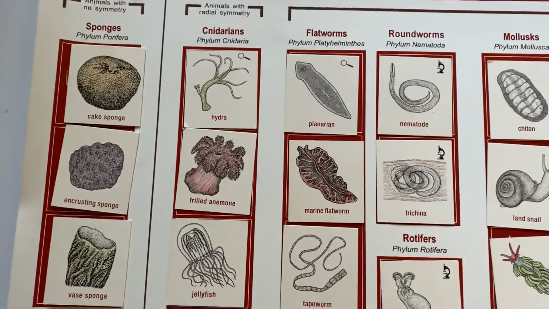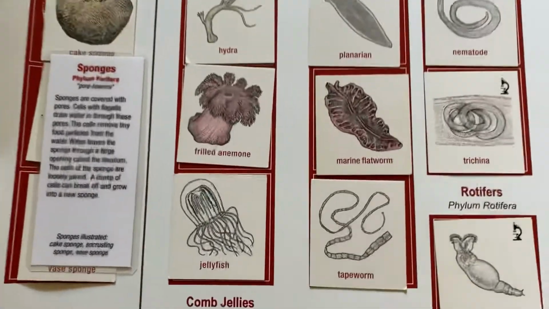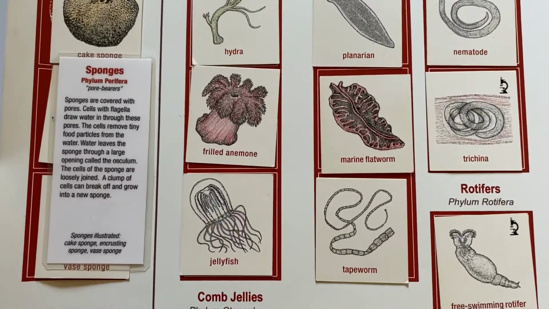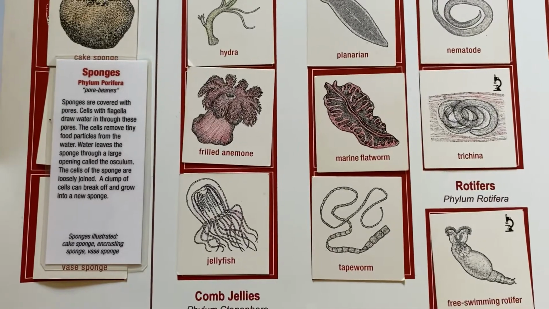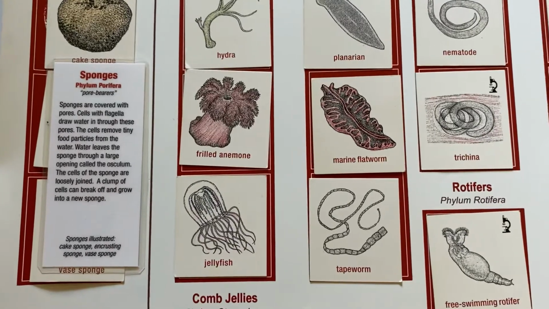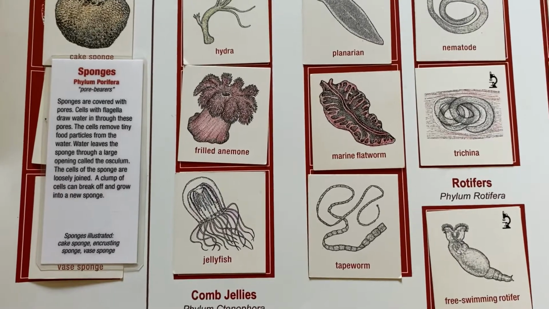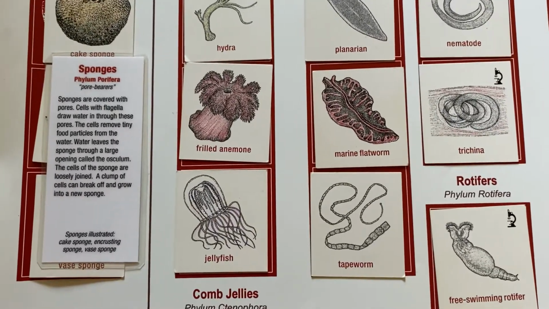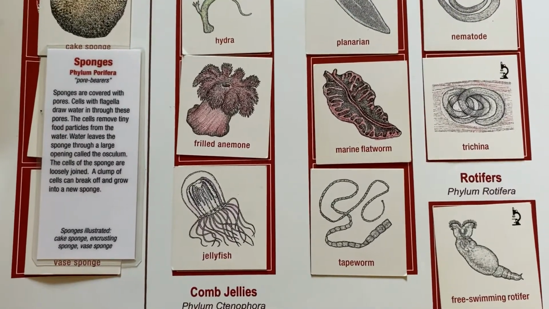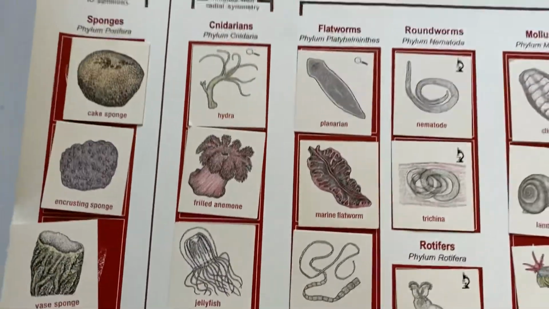Now I'm going to read to you from my information sheet about sponges. Ready? I'm hoping you can see that too. Sponges are covered with pores. Cells with flagella draw water in through these pores. The cells remove tiny food particles from the water. Water leaves the sponge through a large opening called the osculum. The cells of the sponge are loosely joined. A clump of cells can break off and grow into a new sponge. So that's about the whole group of sponges.